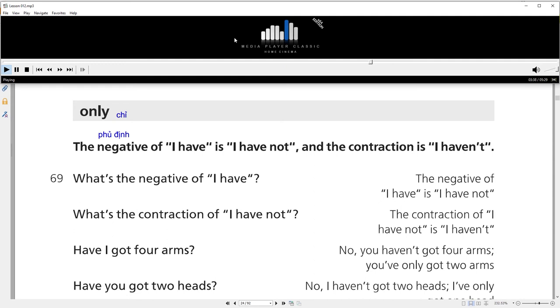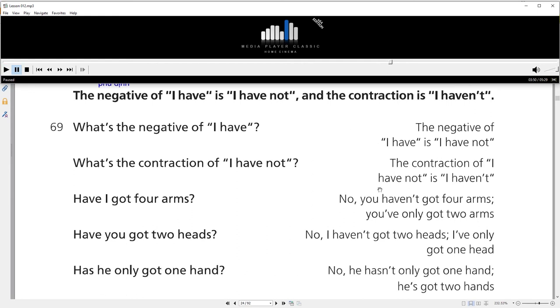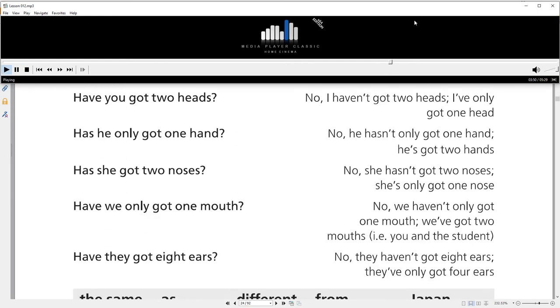Have I got four arms? No, you haven't got four arms. You've only got two arms. Have you got two heads? No, I haven't got two heads. I've only got one head.